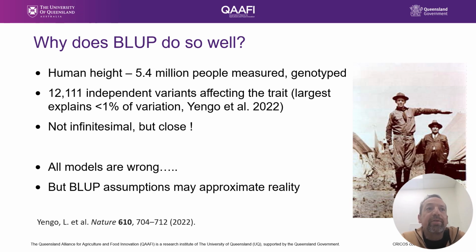So all models are wrong, but this BLUP assumption might be reasonably close to reality, which might explain why the BLUP method does so well. So if that's true, what's next for our machine learning methods?